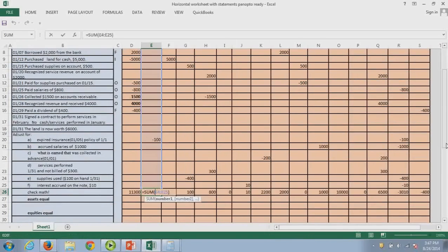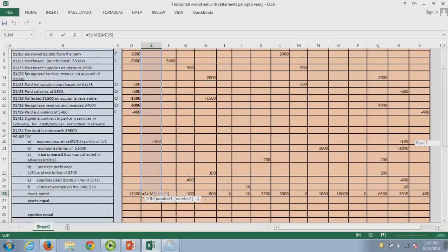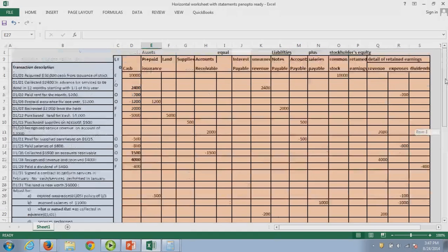Let's just make sure nothing messed up. So it goes all the way to the top, all the way to the bottom above your total. Okay, it looks like it's okay. So these are the totals that we have. And we were new, so we didn't have any beginning balances.